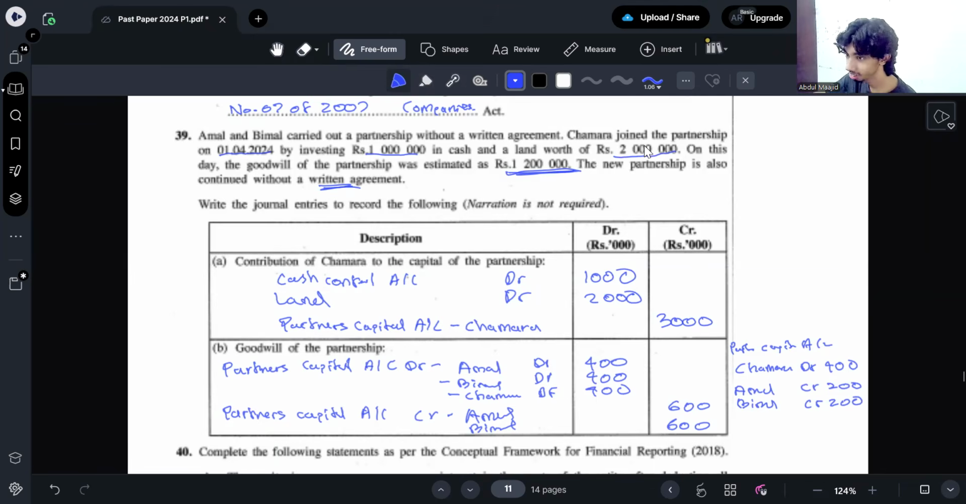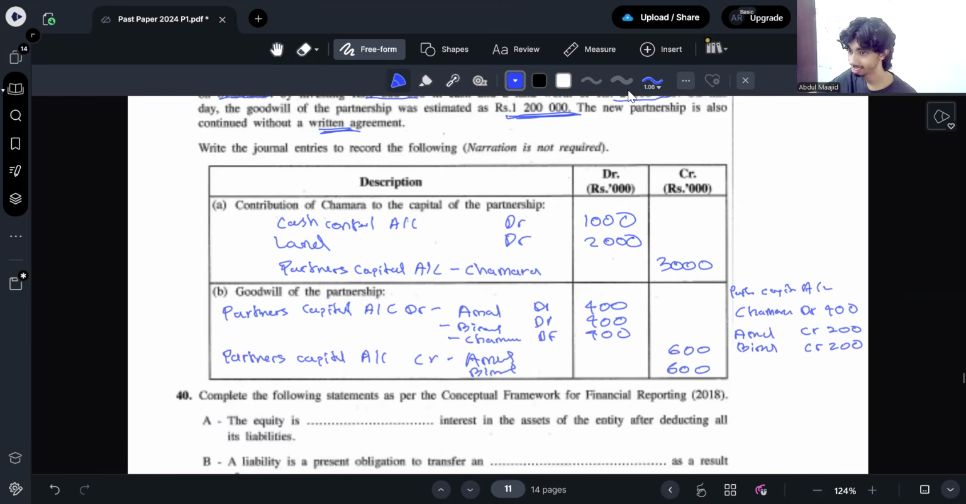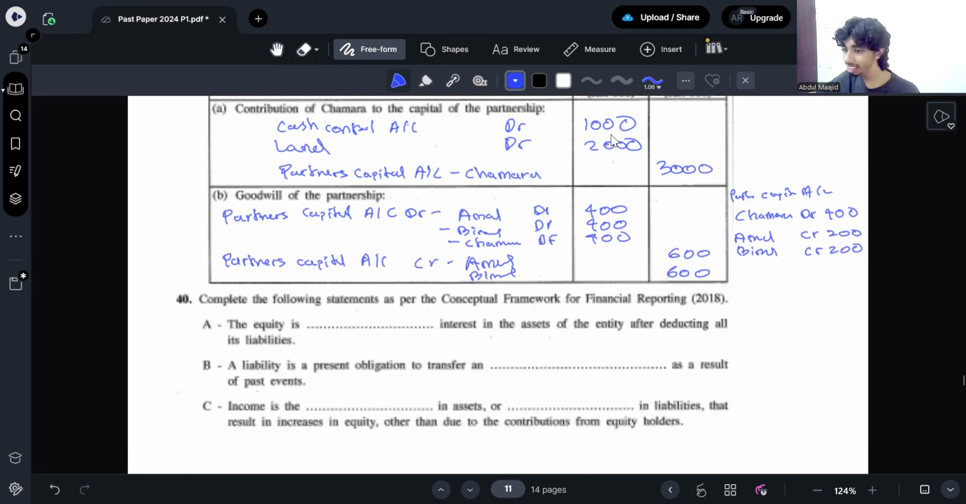Okay. Then 40th one. Complete the following statement as per the conceptual framework for financial reporting. The equity is blank interest. Equity is what interest? Equity is correct. Residual interest. Residual interest. In the asset of the entity after deducting all the liabilities.